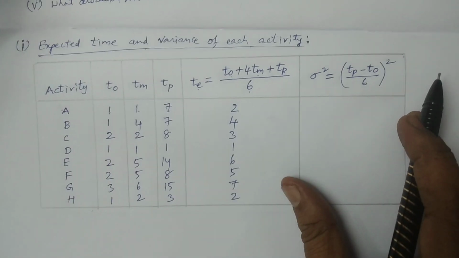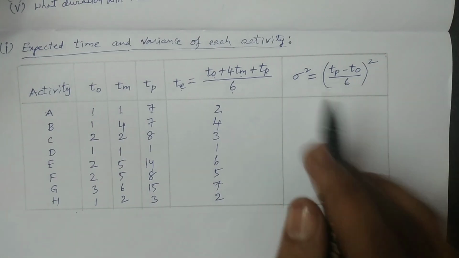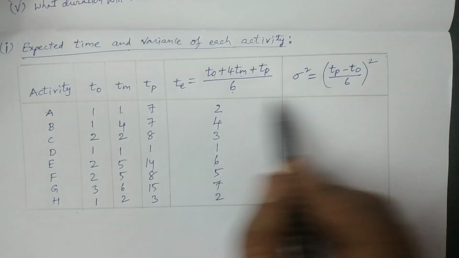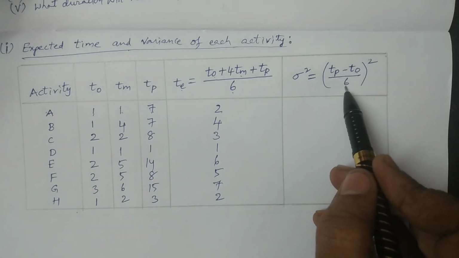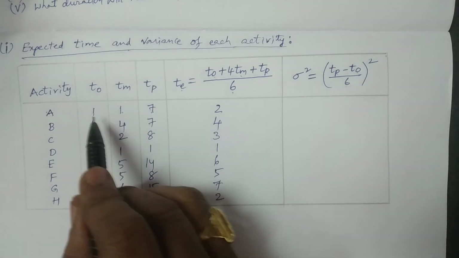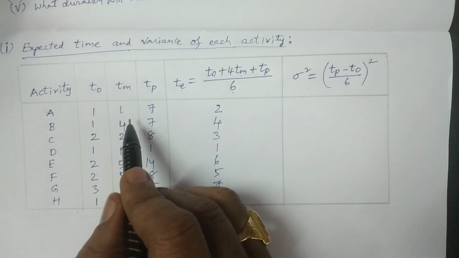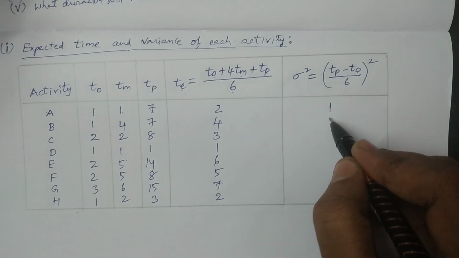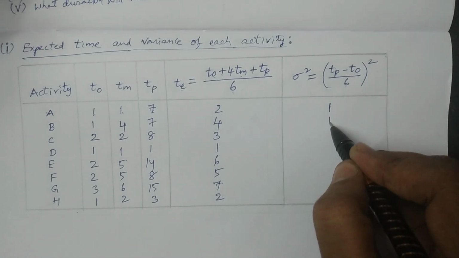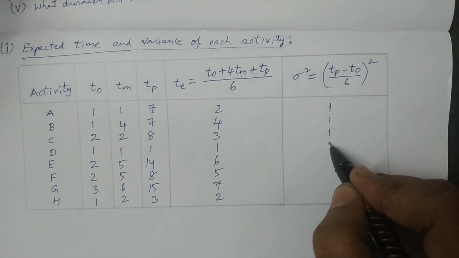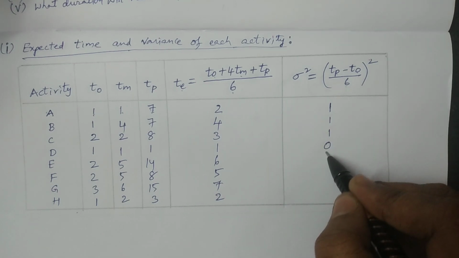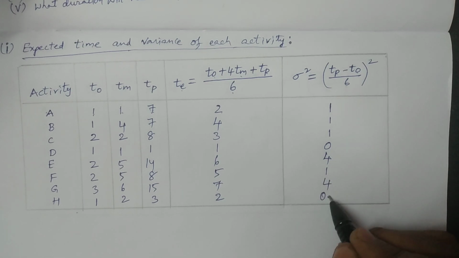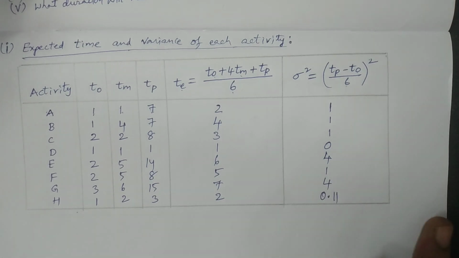Similarly, sigma square is the variance, the expected variance of each activity. For each activity, you have to calculate Tp minus T naught, divided by 6, whole square. Tp is 7 minus 1, 6. 6 divided by 6 is 1, 1 whole square is 1. Like that, you have to calculate all the values. You will get the values 1, 1, 1, and 0, 4, 1, 4, and the last one is 0.11. So these are the values.